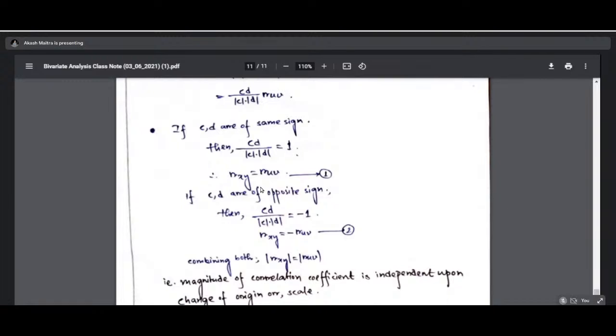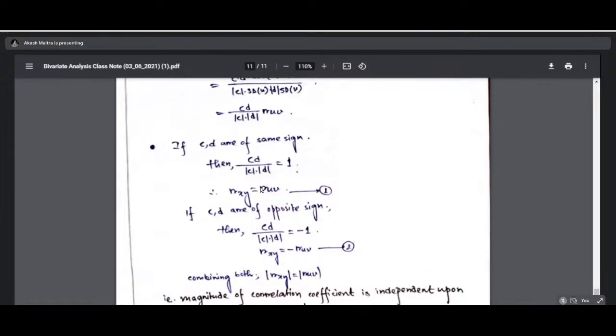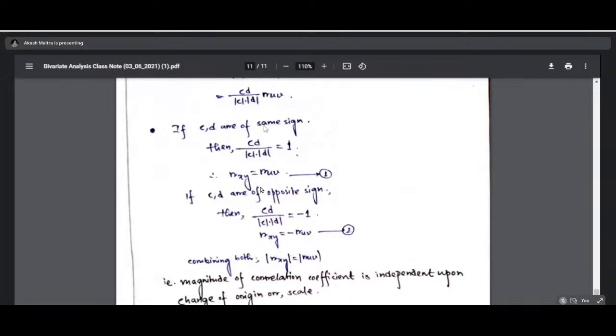And if C and D are of opposite sign, like C is positive and D is negative, or vice versa, like C is 2 and D is minus 3, then we get CD equals minus 6, but modulus of C is 2 and modulus of D is 3, so the ratio of the product will be minus 1. So from the above result, Rxy equals CD by modulus of C into modulus of D into Ruv. But since C and D had opposite sign, we get the result minus 1. So Rxy equals minus of Ruv.